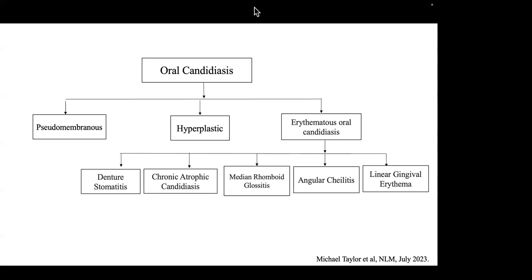Angular cheilitis, which is the inflammation of the skin and the contiguous labial mucosa. And linear gingival erythema, which is basically a brightly inflamed, well-demarcated band over the marginal gingiva. It can also be associated with features of periodontitis or gingivitis.